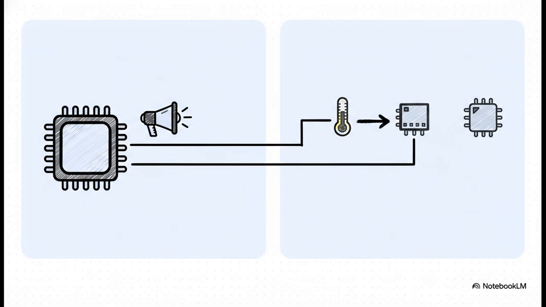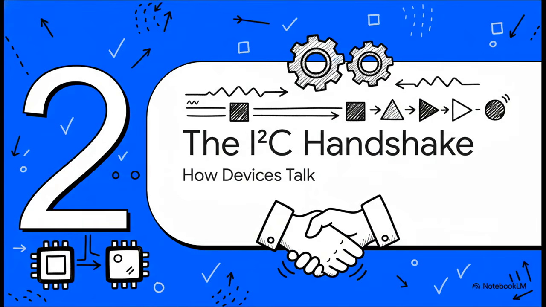And then you have all the slaves. These are the actors. They're your sensors, your memory chips, your screen controllers. Each one has a unique address, kind of like a phone number, and they just listen quietly until the master calls them by name. But this whole thing isn't some chaotic free-for-all. Nope. It follows a very strict set of rules, a kind of digital handshake, to make sure every single message gets sent and received perfectly, without any confusion. So let's break down how that actually works.